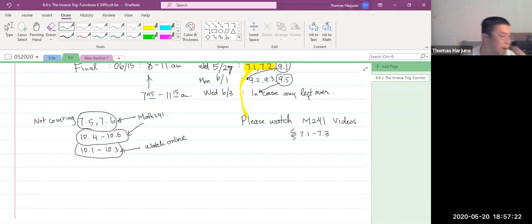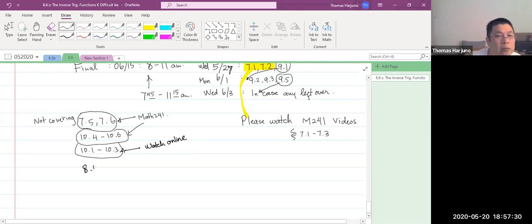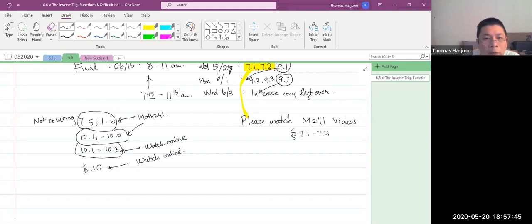Okay. What else are you supposed to know from here? Actually, partial fraction decomposition, 8.10. But again, you can watch online. Go to YouTube and learn it yourself. In my opinion, you can learn this much later. Actually, you can learn that during the summer break, or after your winter, after your fall, you're still okay.